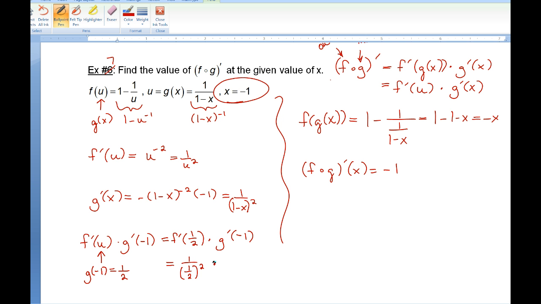And then g prime of -1. So here g prime is 1 over (1 minus x) squared. So we're going to plug in -1. So it's going to be 1 over 2 squared, right? 1 minus -1 would be 2.